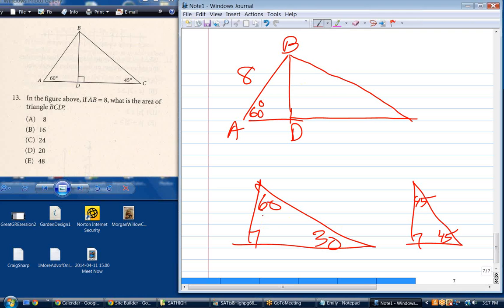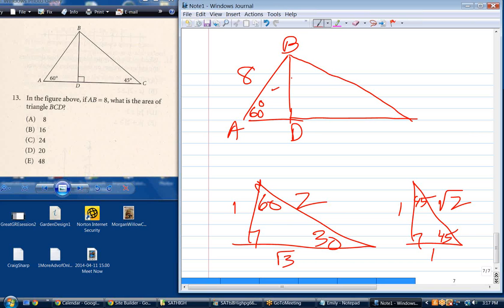What are the dimensions of my unit 30-60? What's opposite the 30? I call it my unit because it's always 1 opposite the shortest angle, which makes this one root 3 and makes this one 2. And in the 45-45, it's 1, 1, square root of 2. So both of these triangles are similar to these two triangles.